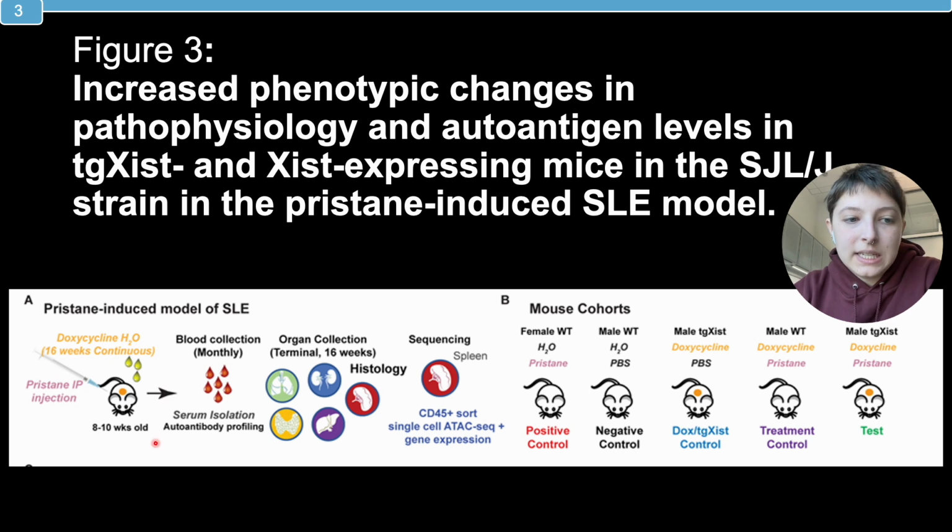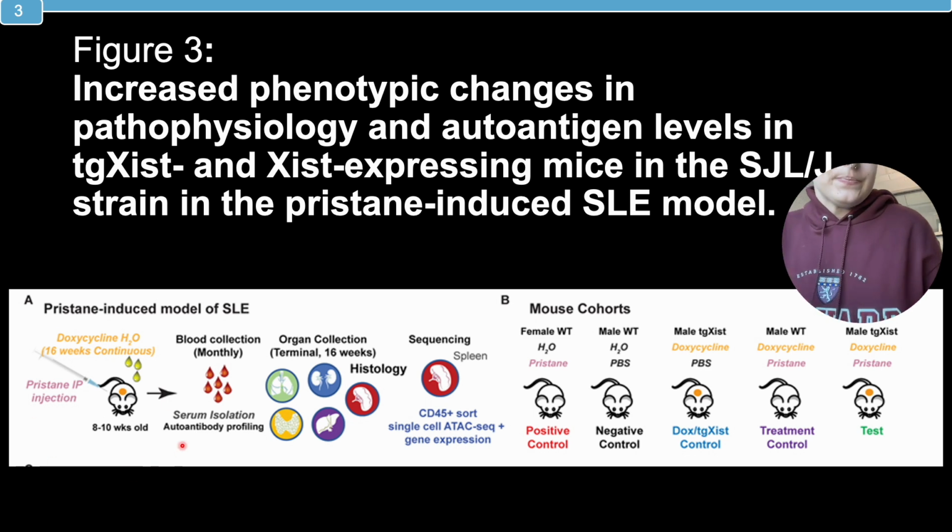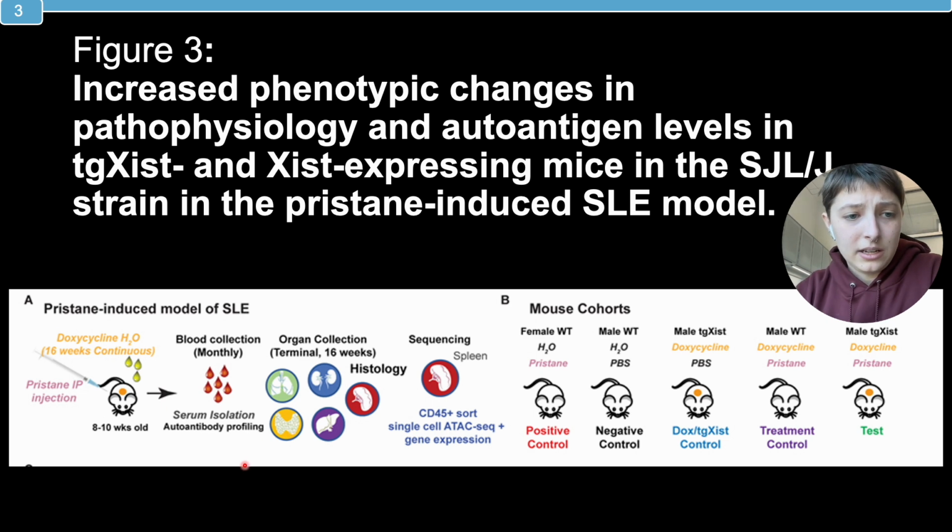They chose 16 weeks as the cutoff for tests because they know that the life expectancy of females with induced SLE is about 16 weeks. They didn't want some of their samples dying and then losing sample size, so they chose that as the cutoff. And again, they did blood collection and organ harvesting. Same setup, just different mouse strains and timelines.